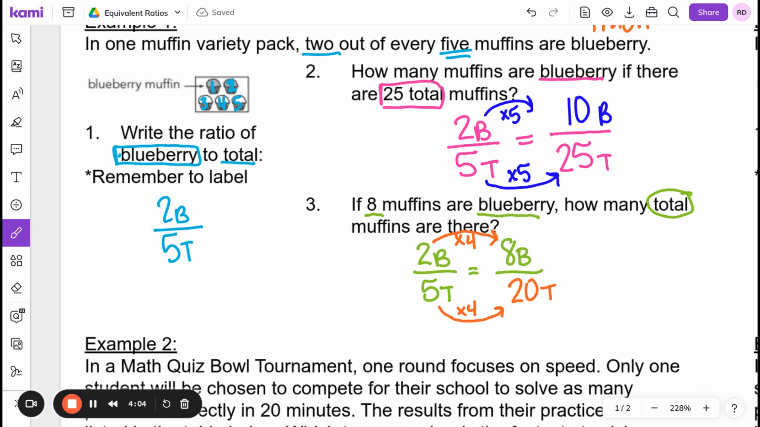Okay, so reminder, you always write your ratios in the same order as the question. We are adding labels to help us set up the proportion correctly. And then we are using multiplication or division to find those missing values.